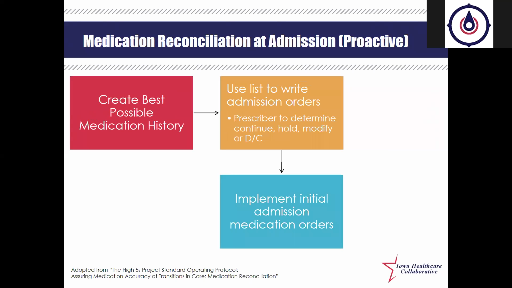If we're being more proactive, medication reconciliation on admission, we get the best possible medication history, and then we use the list to write admission orders. So the prescriber will decide on what they want to continue, hold, modify, or discontinue. And then we implement the initial admission medication orders. So really starting with that, we get the patient list, the provider decides what changes need to happen, and then we implement that into their care in the hospital.